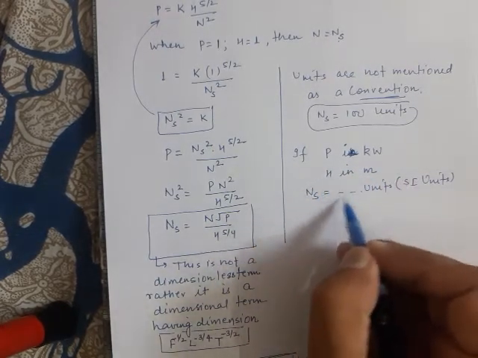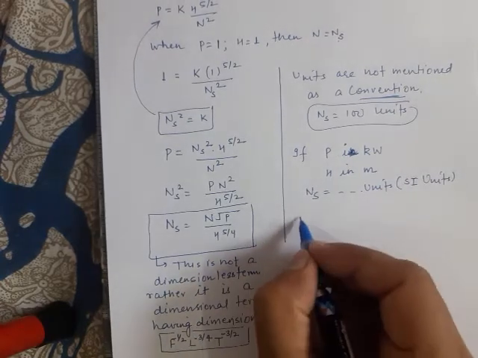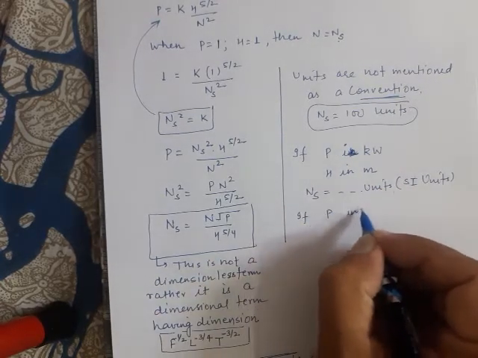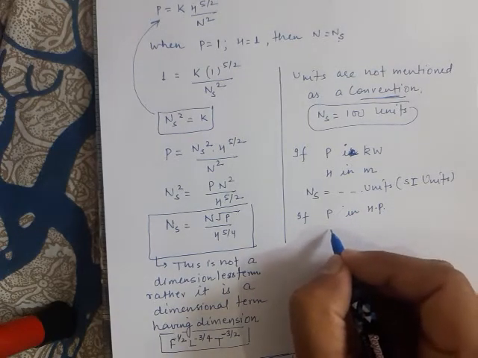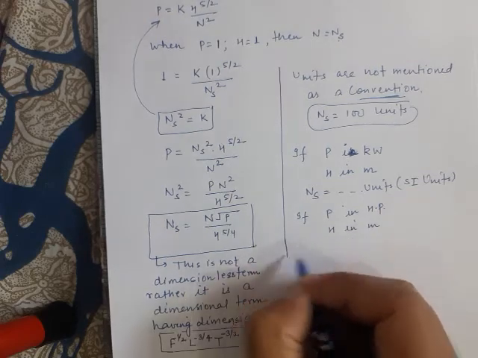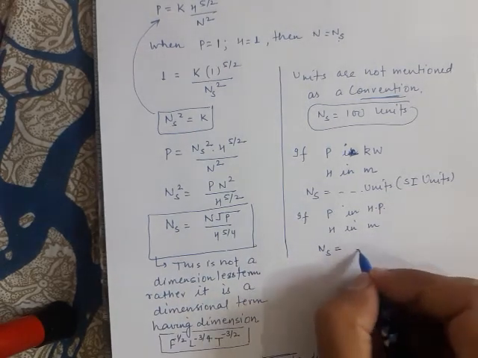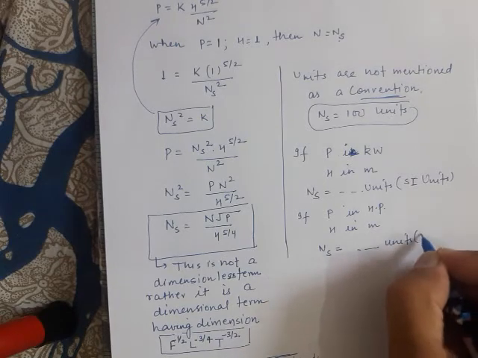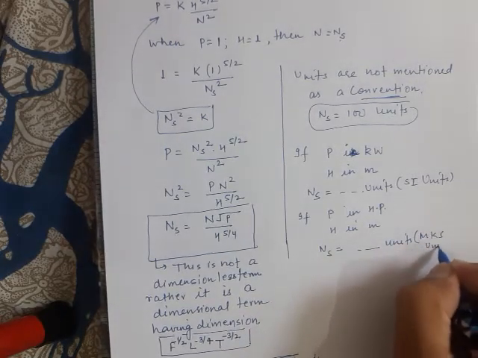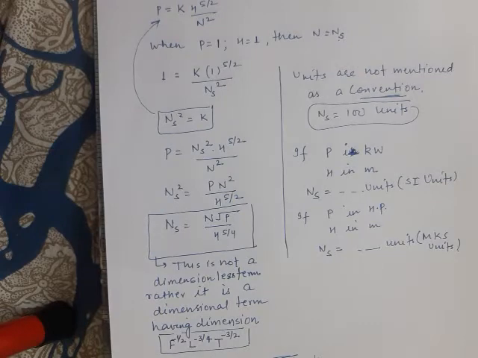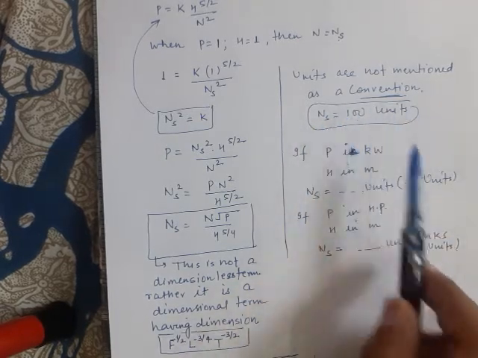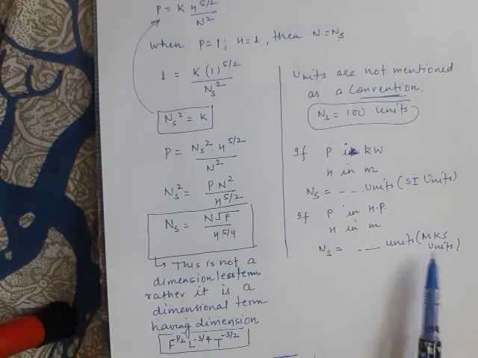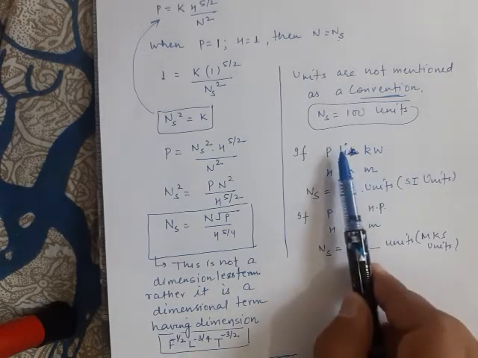Then you will have specific speed in SI units. If you are having power in horsepower and head in meters, then specific speed, whatever the units are there, it would be in MKS units, MKS system. Please observe. Whenever we are writing specific speed, we have to write like this, but whether it is SI units or MKS units, we have to accordingly put the value of power and head.